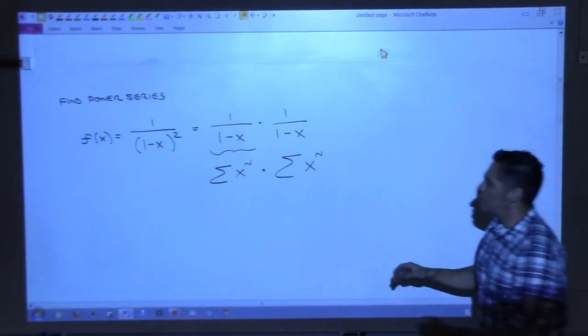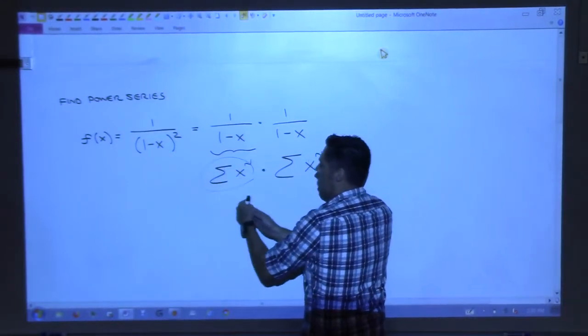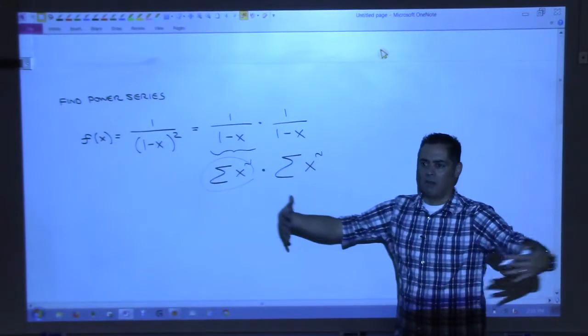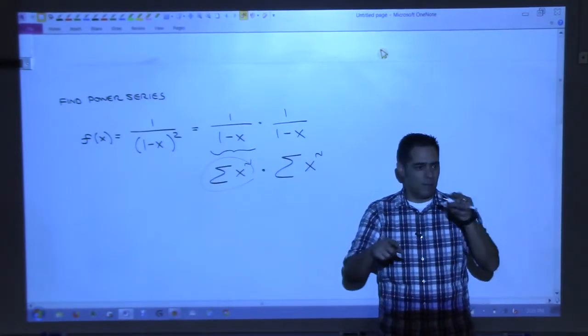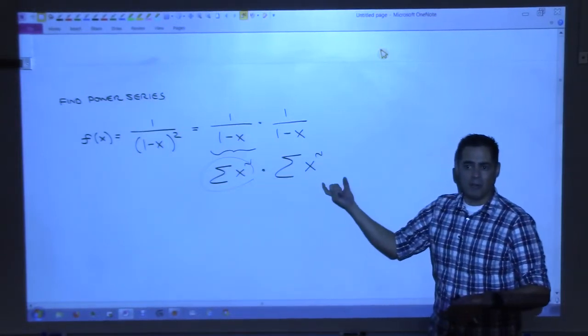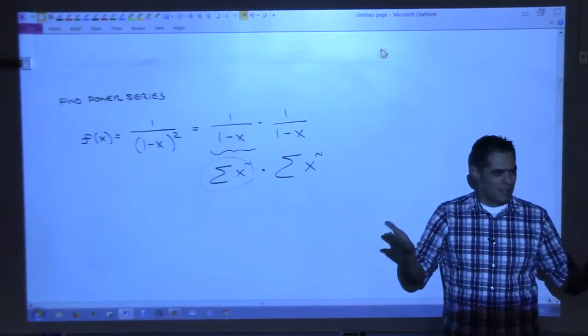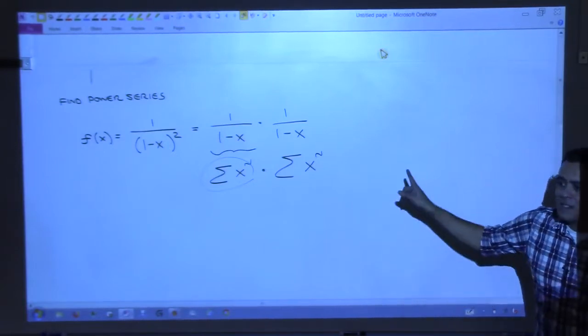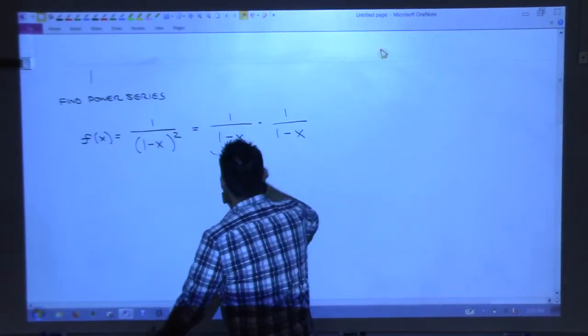Adding, if this was an infinite list of things, plus this, then you just put them together, right? Multiplication is FOIL. How do you FOIL an infinite amount of terms with an infinite amount of terms? See? Okay, so this is not okay. So how in the world are we going to do this?